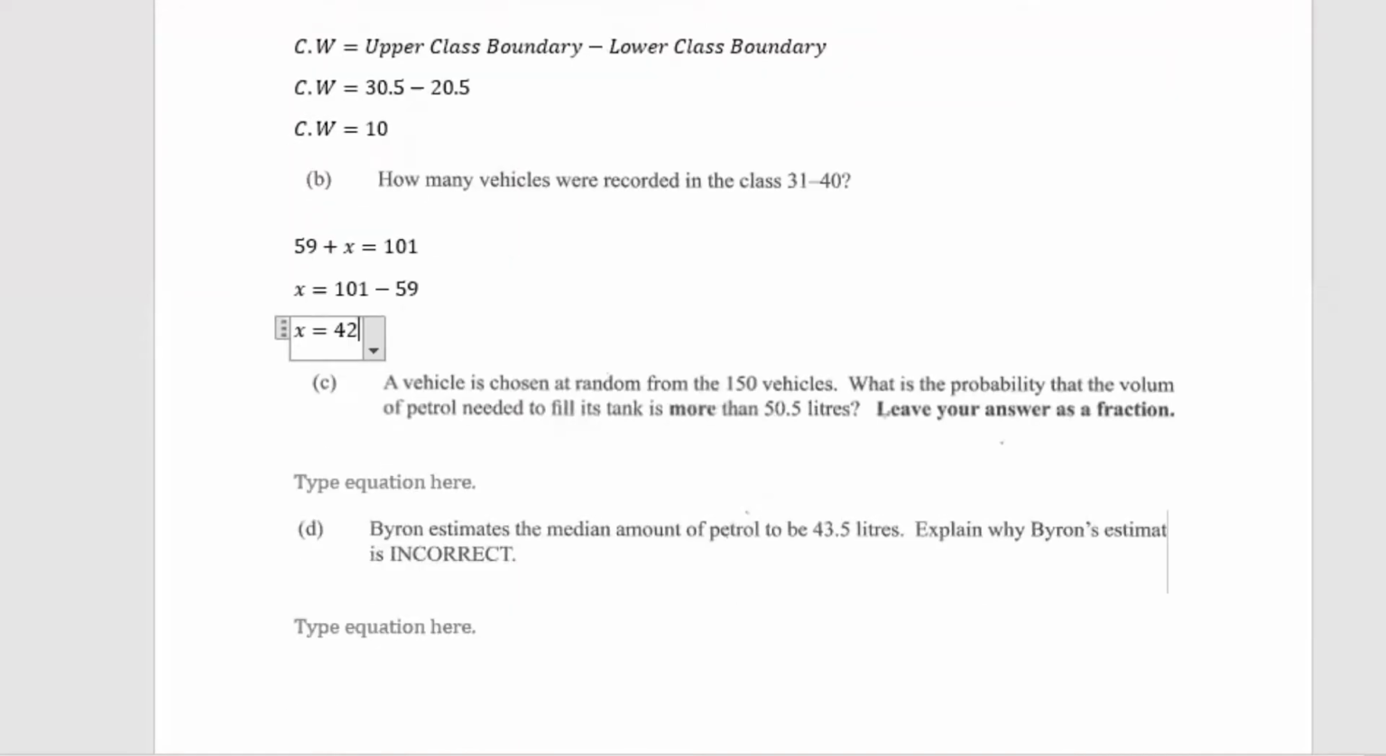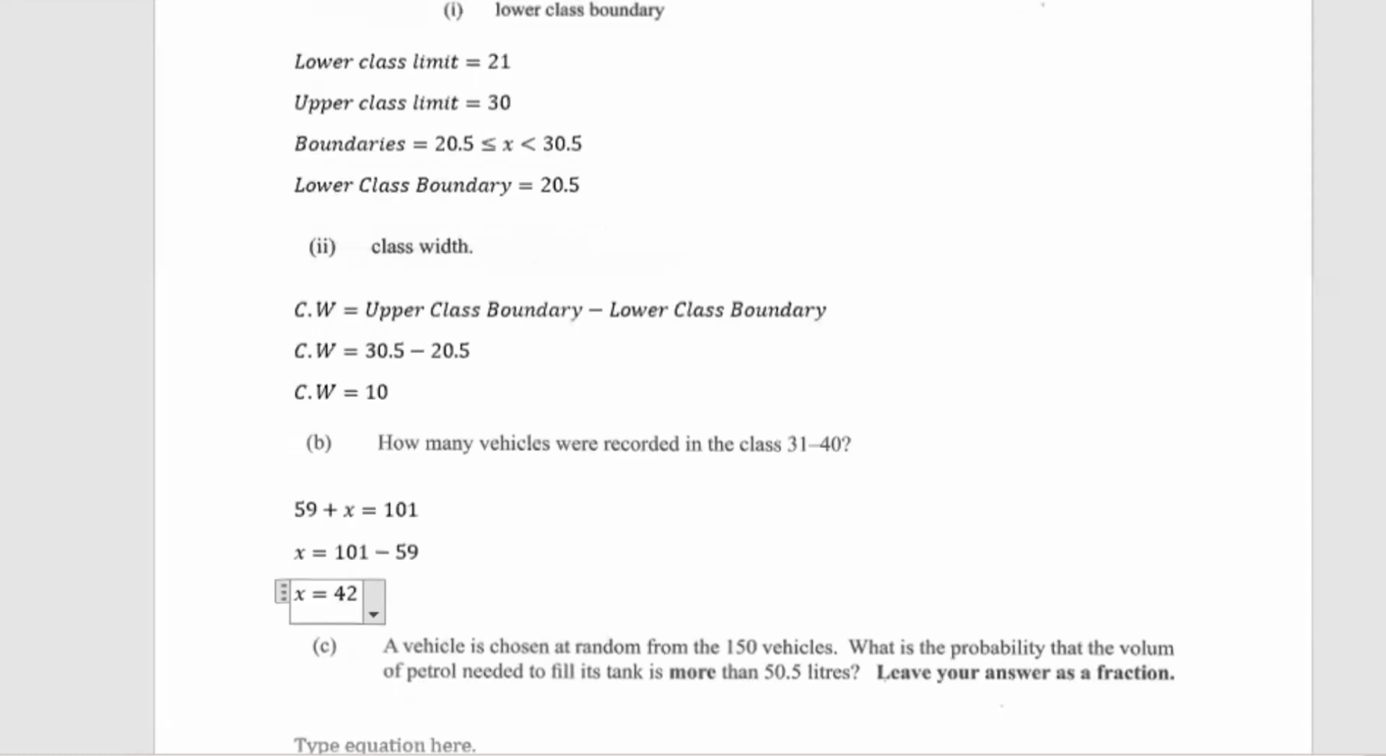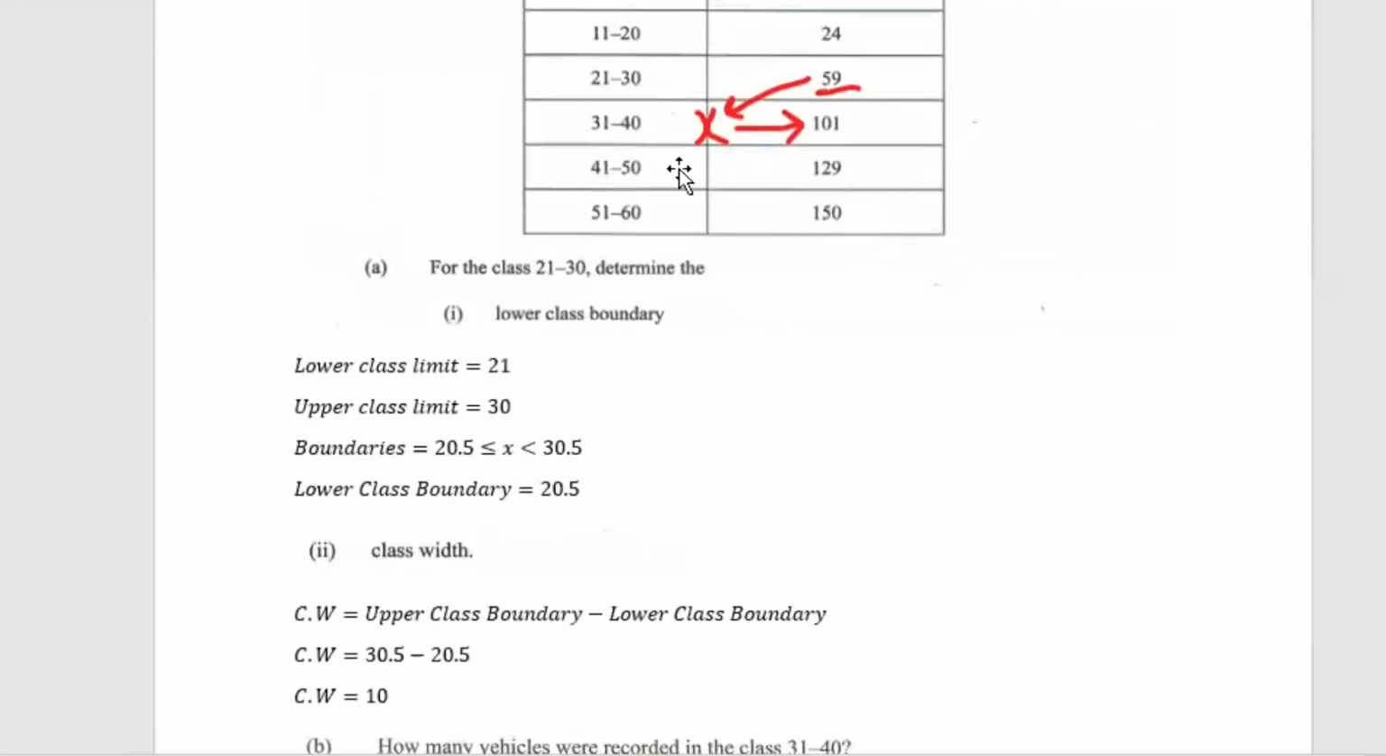Part C now says a vehicle is chosen at random from the 150 vehicles. What is the probability that the volume of petrol needed to fill its tank is more than 50.5 liters? And it says leave your answer as a fraction. So what we know is that 50.5 liters would correspond with the upper class boundary for the class 41 to 50, and it would have been the lower class boundary for the class 51 to 60.